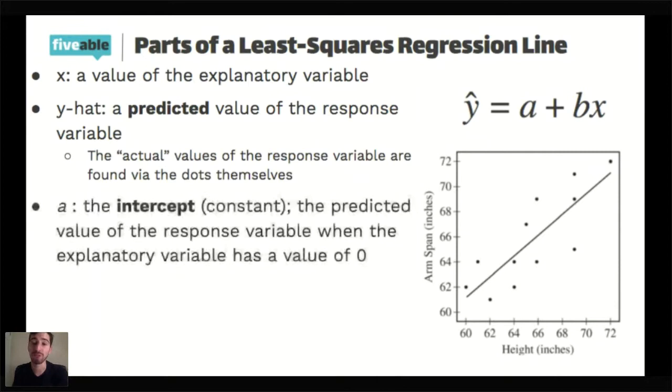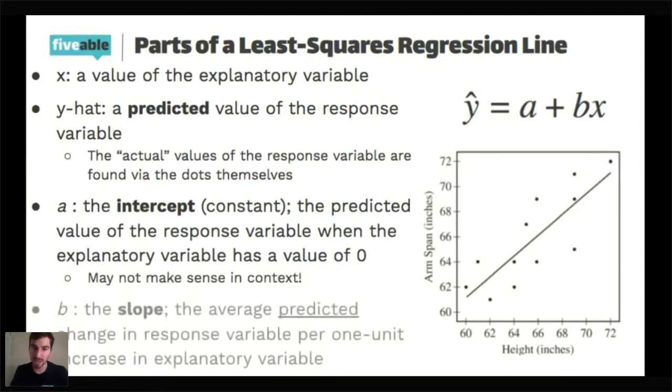The first variable there, the a, that's called the intercept or constant. That's going to be your y-intercept. So just like in algebra, y-intercepts are the value of y when x is 0. And so that's the predicted value of the response variable when the explanatory variable has a value of 0. And the b is the slope, which represents the average predicted change in the response variable per 1 unit increase in the explanatory variable.